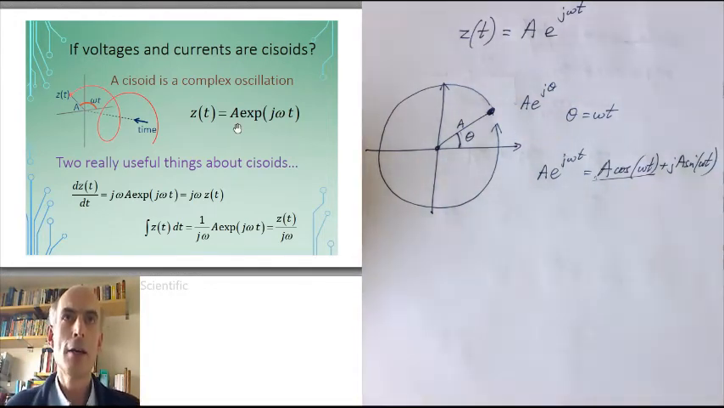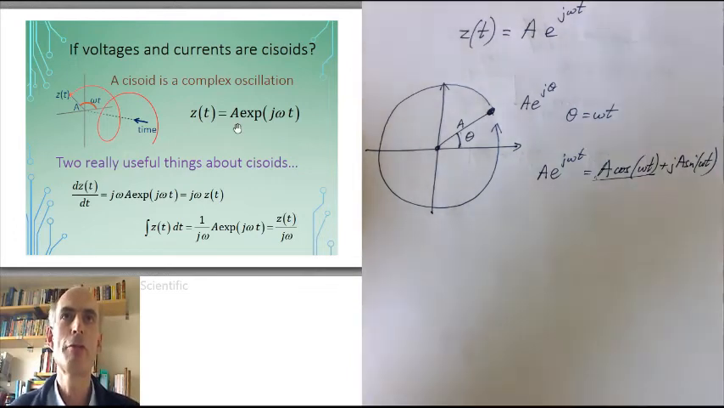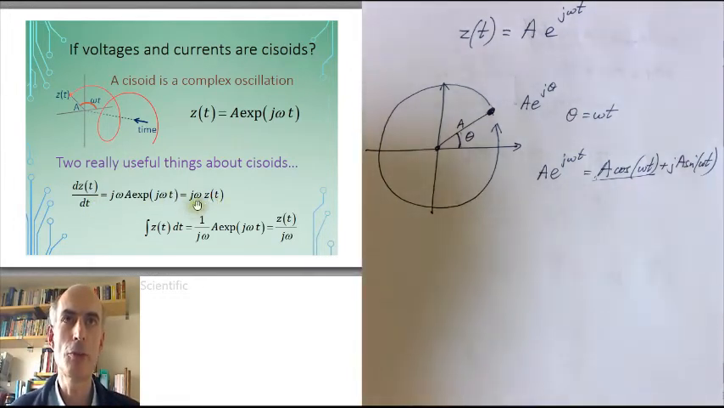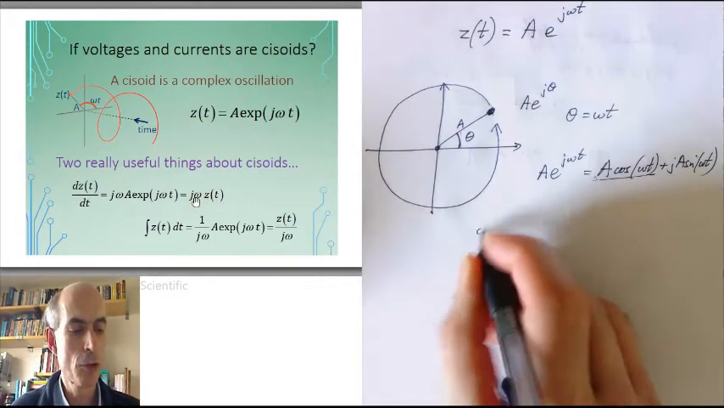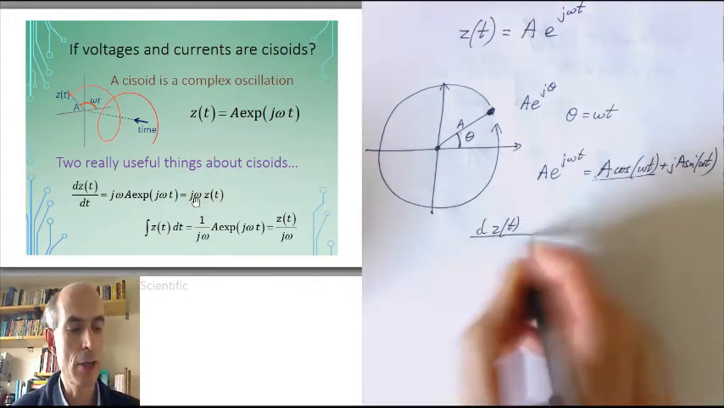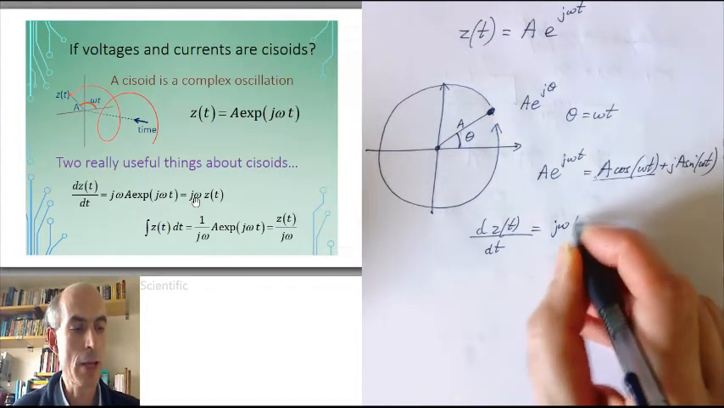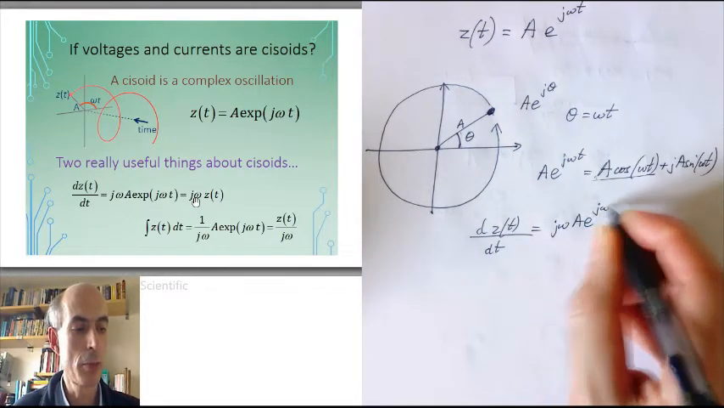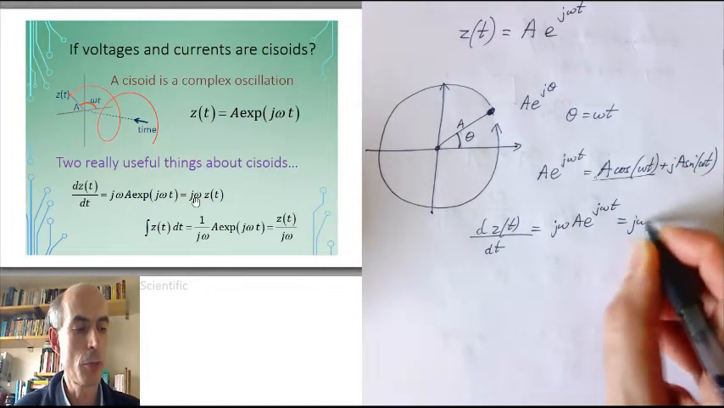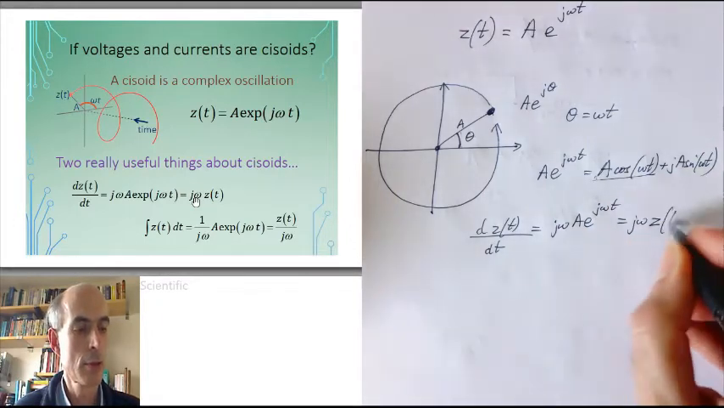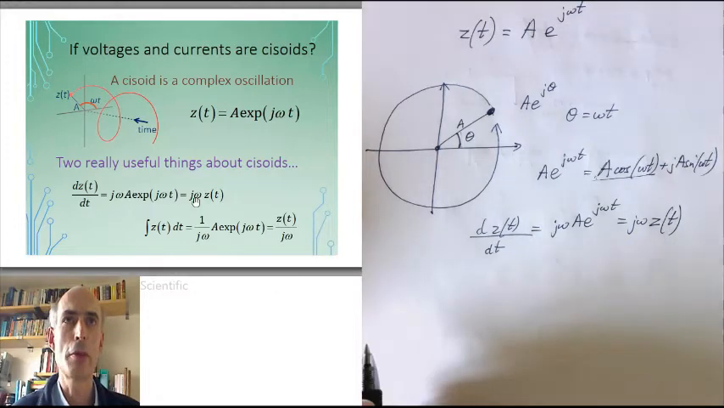Right. A couple of very interesting properties of a sinusoid like this. The first is that if you differentiate it, you end up with the sinusoid times j omega. So dz/dt is just j omega times A e to the j omega t, which is just j omega times the sinusoid that you started with.